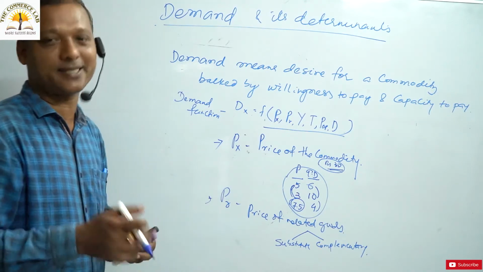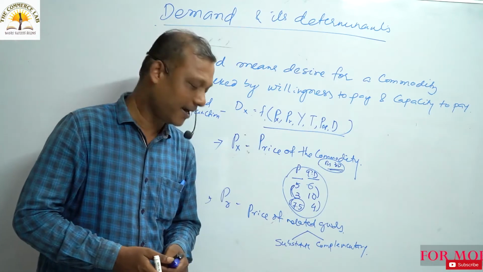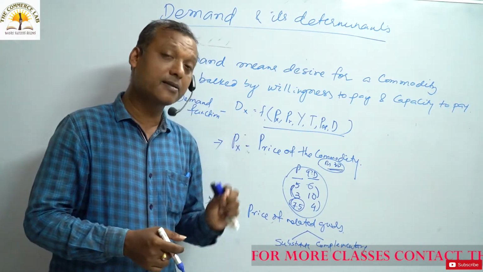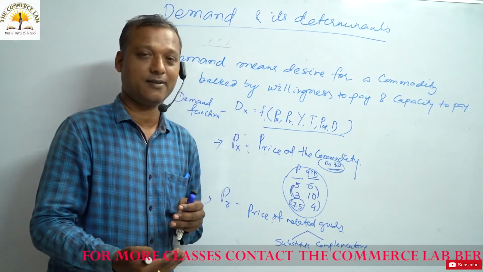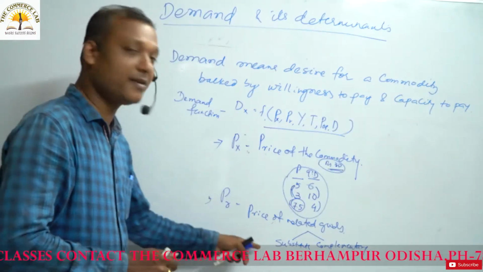Either rice or bread. Either ball pen or gel pen, like that. Either tea or coffee. You understood? So, substitute goods means the goods which can be replaced by each other. In place of one good, we can use other goods. That is the meaning of substitute good.